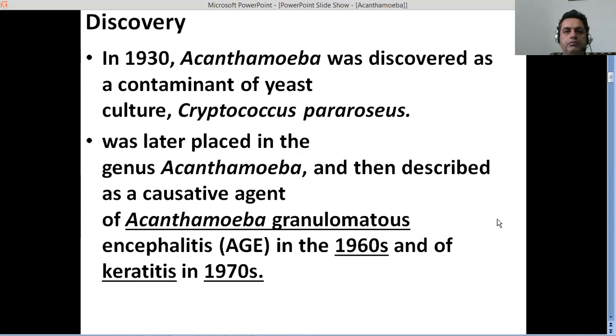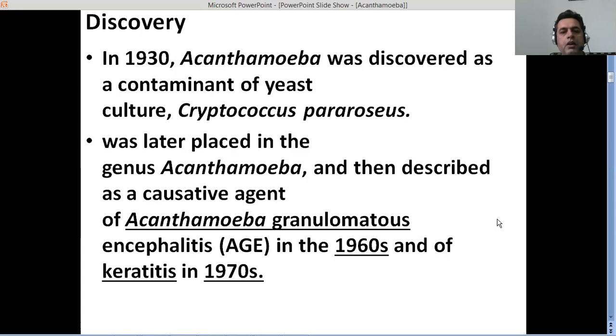Discovery. They were first discovered in the 1930s as a contaminant of the yeast culture. Cryptococcus pararhosis was cultured by some scientists, and they noticed that there was something else in the culture, and that was actually Acanthamoeba. It was later placed in the genus Acanthamoeba and then described as a causative agent of Acanthamoeba granulomatous encephalitis, or AGE, in the 1960s.